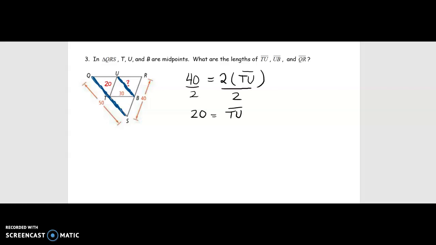So again, we don't know what UB is, but we know what QS is. QS is 50, and we know that this is made of 2 times whatever UB is. So we can find out what UB is by dividing by 2. So 50 divided by 2 is just 25. So that's the measurement of UB.